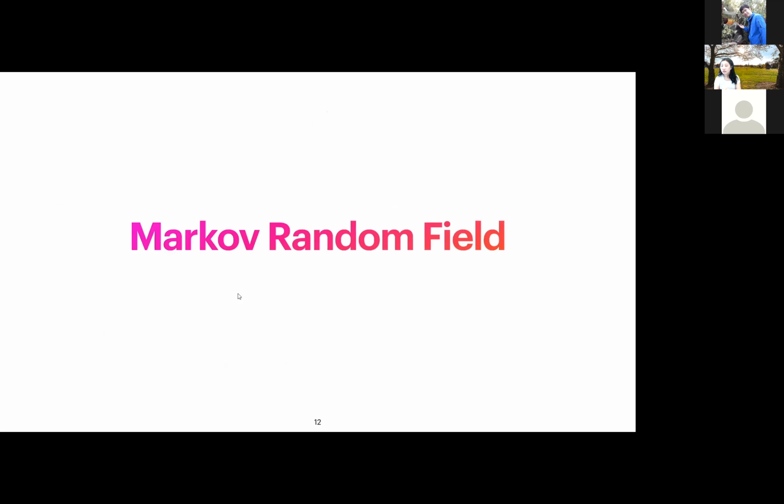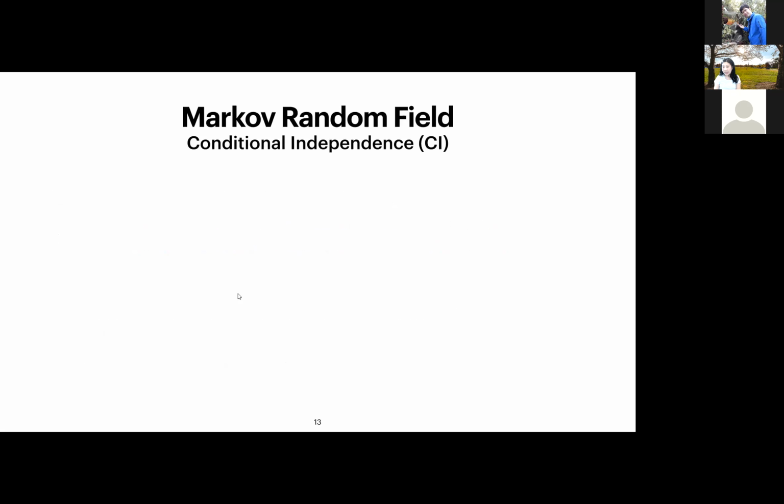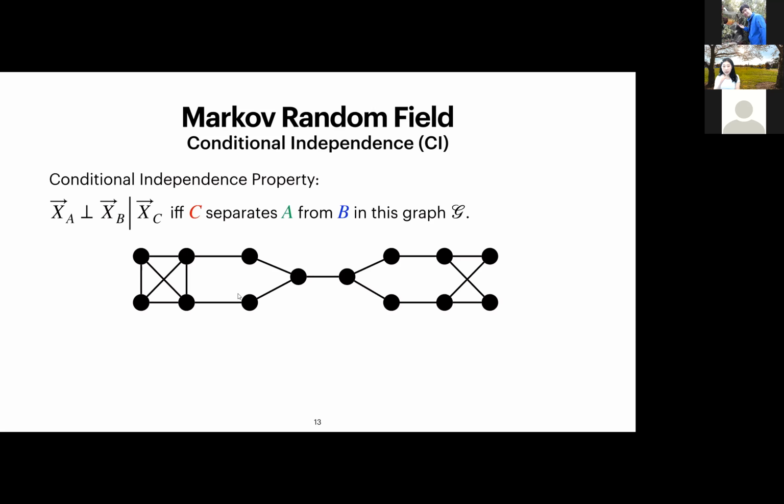So now let's move on to the undirected graphical model. The Markov random field is also very similar, but a little bit more complex than the directed graphical model. So again, conditional independence is very, very important. Actually, I think we can give a better illustration of conditional independence in the Markov random field. Here, this is the conditional independence property.